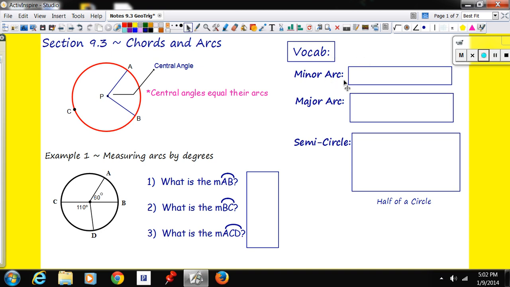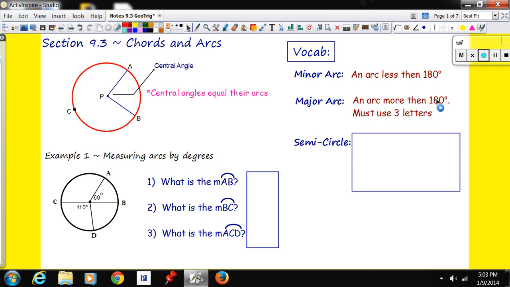A minor arc is an arc that's less than 180. A major arc is an arc that's more than 180, and you must use 3 letters for a major arc. So a minor arc would just be this AB right here, less than 180 degrees, less than half a circle. A major arc is more than half a circle, and you must use 3 letters. If I wanted to do this backwards arc right here, I couldn't say AB because I'd be doing the shorter way. I would have to say ACB to show that I'm going backwards, ACB.